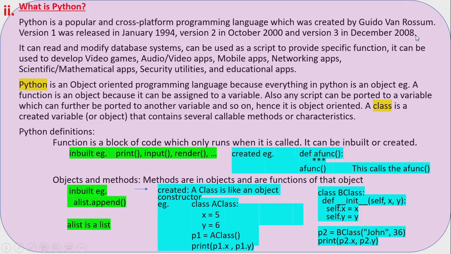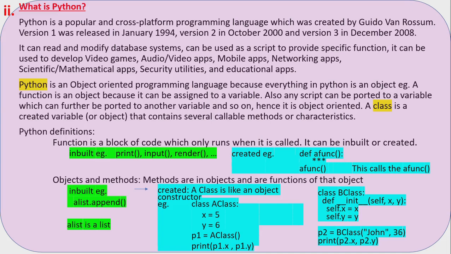Now, this is going to take us through the basic introduction of Python. What is Python? Python is a popular and cross-platform programming language which was created by Guido van Rossum. The first version was released in January 1994, the second version in October 2000, and the third version in December 2008.